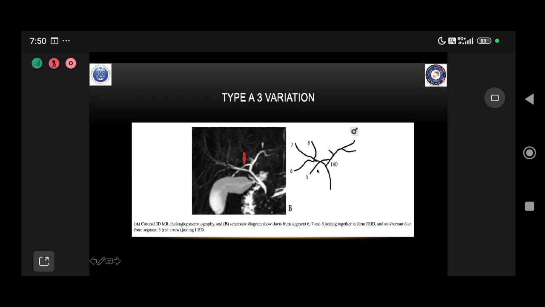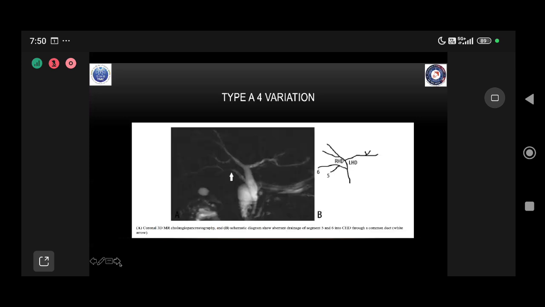Just another variation of type 3. This is the anterior sector 5 duct which is draining into the left, and the 6, 7, 8 are forming a common trunk. Similarly 5, 6 forming one trunk, 7, 8 forming one trunk. This is entering at the confluence, this is entering a little lower.